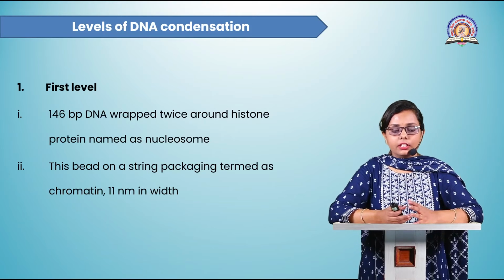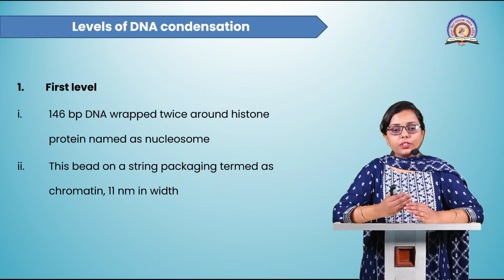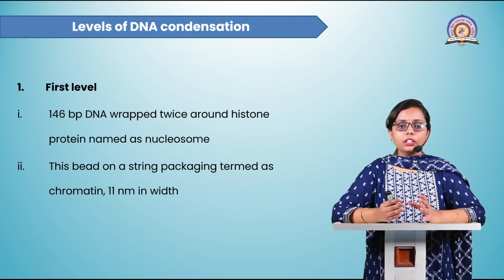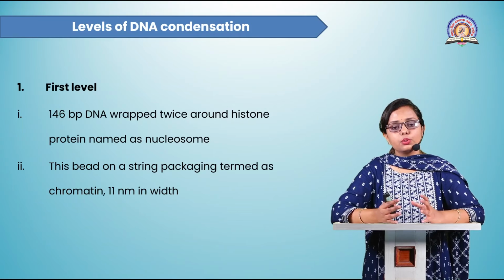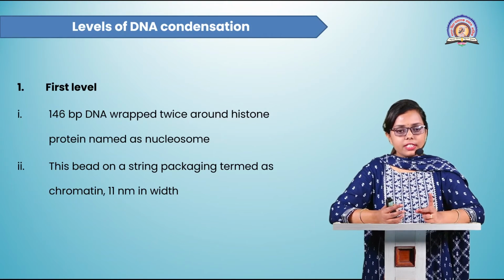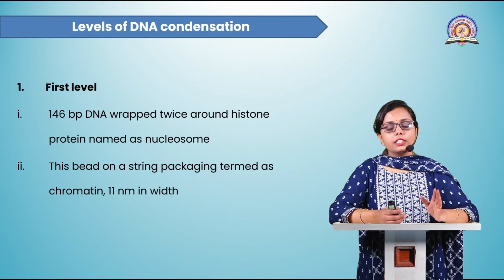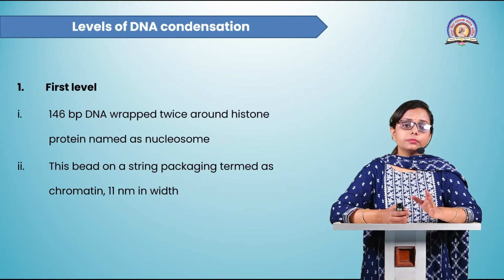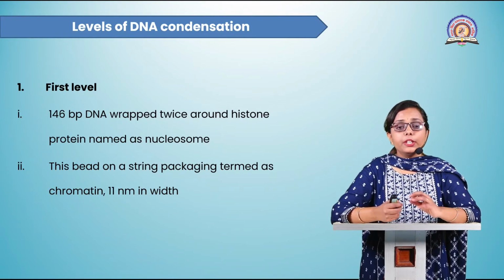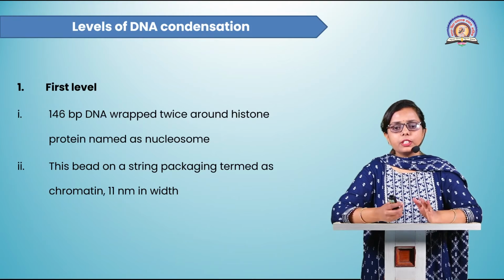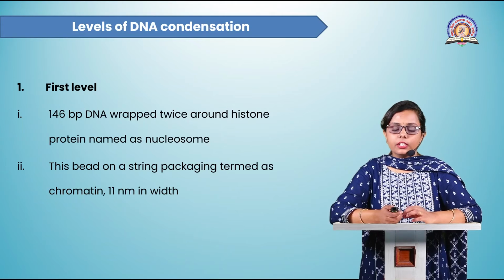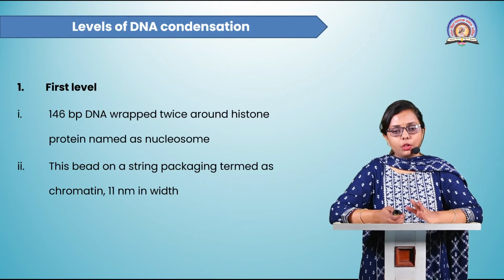Okay, so there is a histone protein set, and around that histone protein this DNA is wrapped, and this particular structure is known as nucleosome. So histone protein along with the 146 base pairs of DNA is called a nucleosome. This gives a look like a bead on string model. This bead on string packaging is termed chromatin, which is 11 nanometers in width.